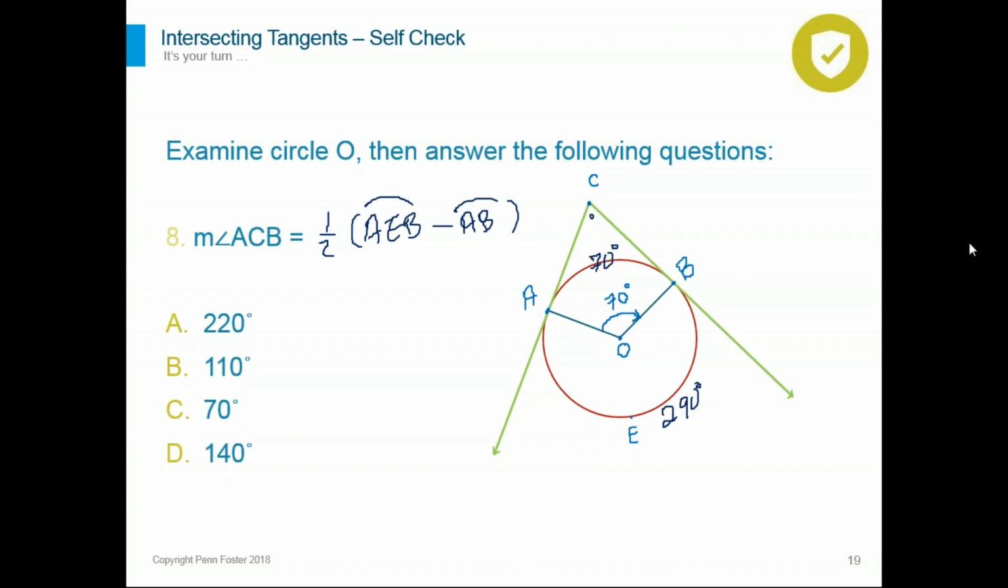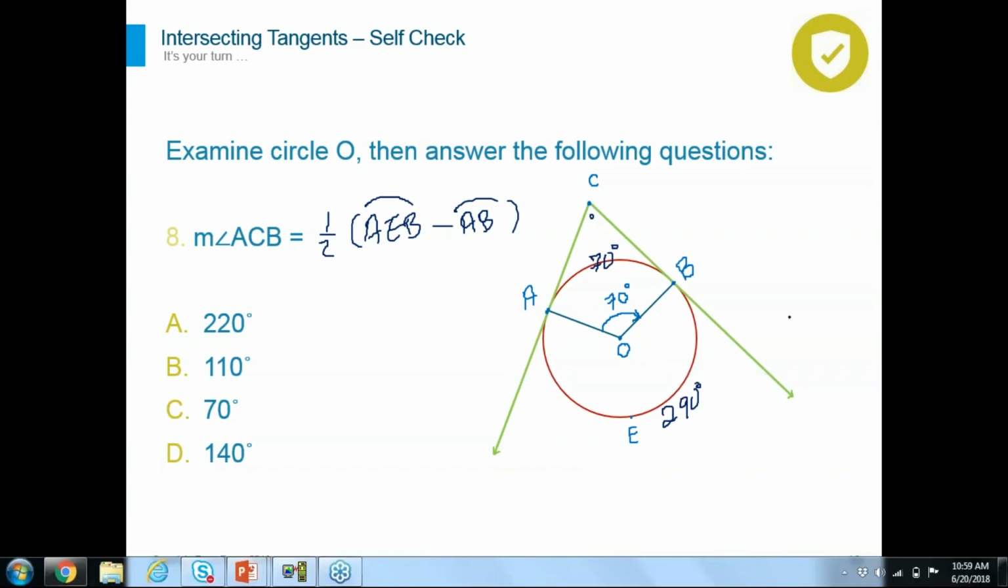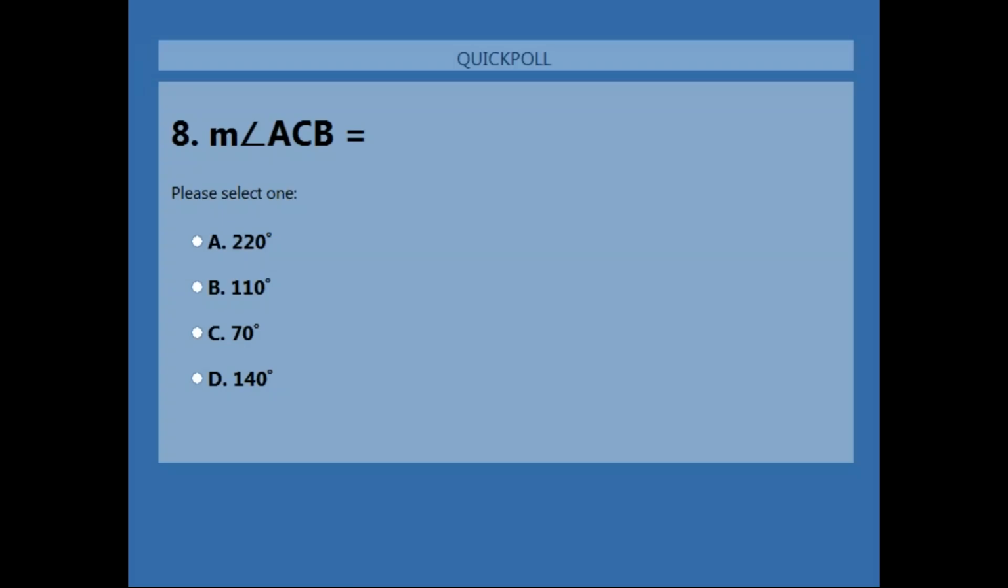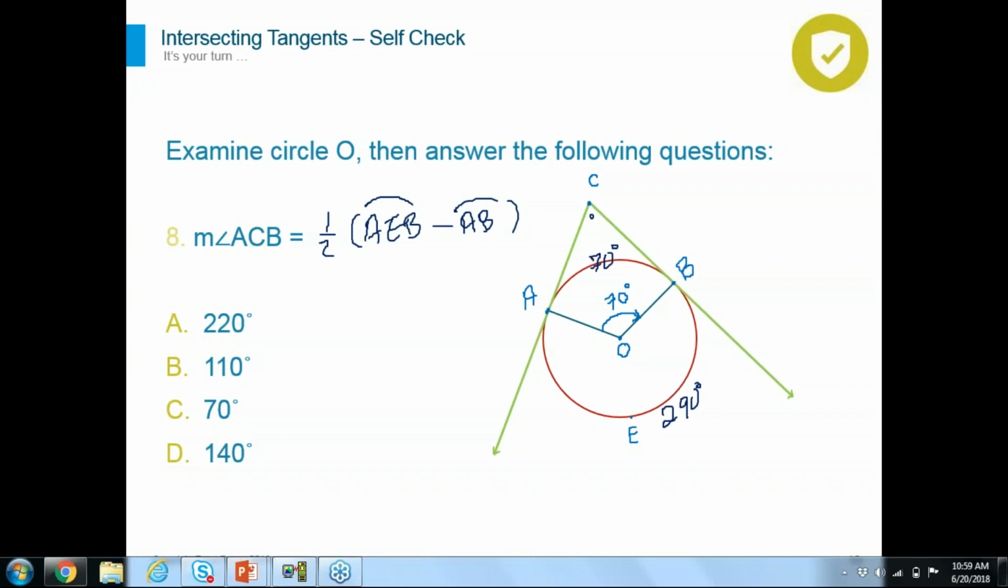Okay, I'm going to change my screen to give you that question so you're able to also select your answer. Okay, let's do the question together.